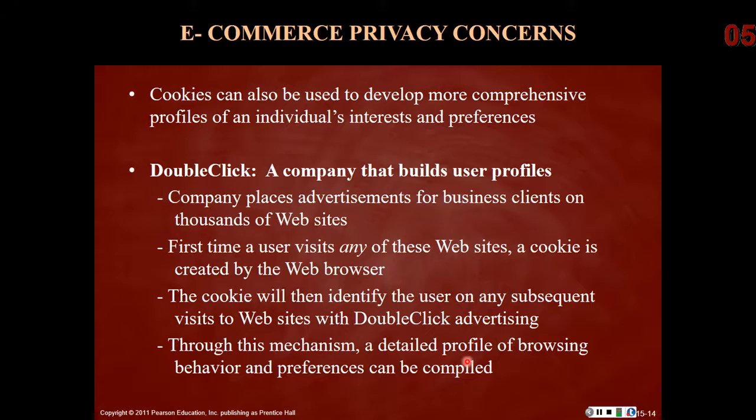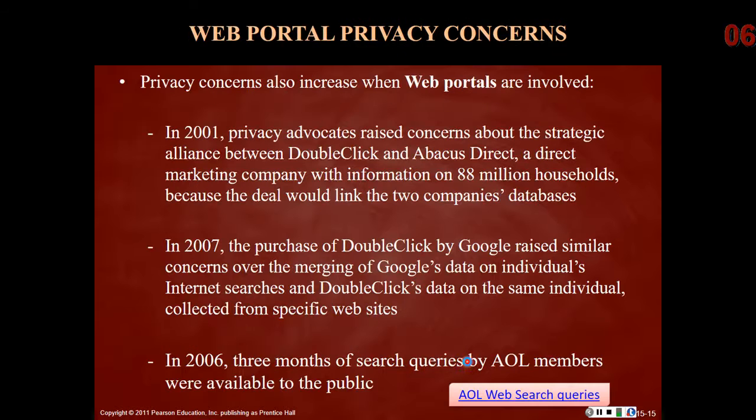There's one company that has been extremely controversial. The company's name was DoubleClick.com. That's exactly what the company was specializing in. They were placing cookies on computers of web surfers, and then they would use those cookies to create a very comprehensive profile about individual users. They had been doing it for a number of years. There were a lot of privacy concerns.